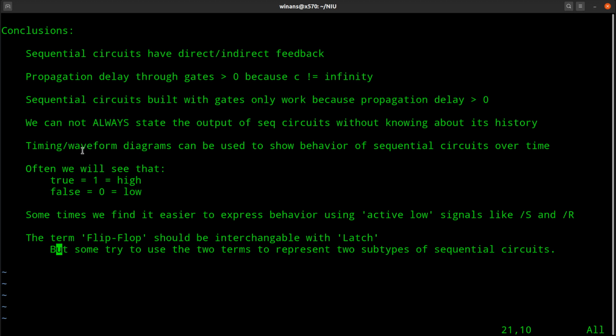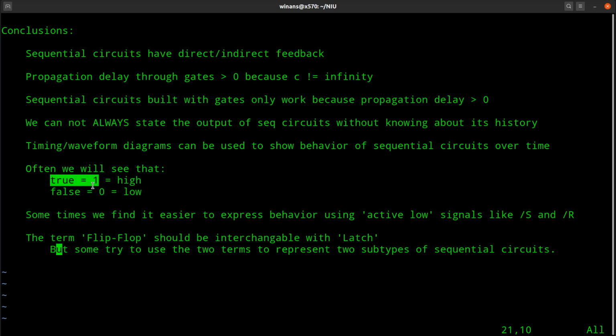Timing waveform diagrams, I use these two words interchangeably. We can use these diagrams to show the behavior of a sequential circuit over the course of time, which is a lot easier than drawing a large number of little truth tables, I believe anyway. Quite often we will see terminology that kind of gets related here.